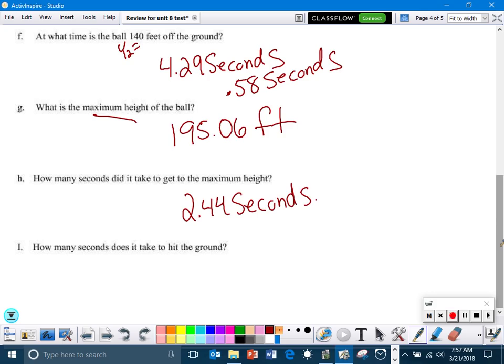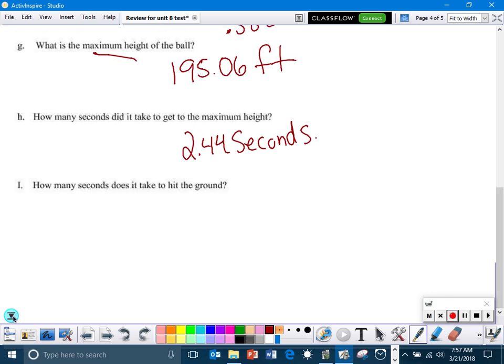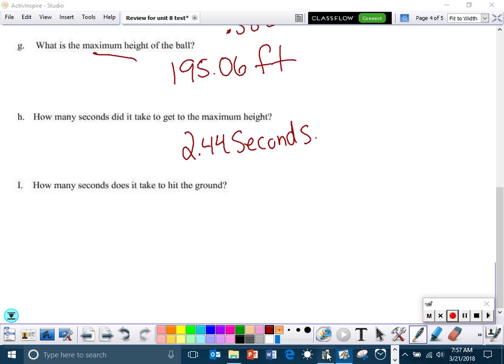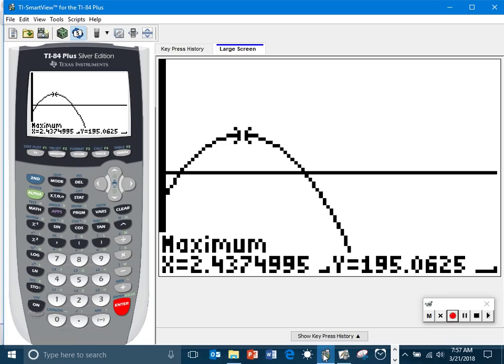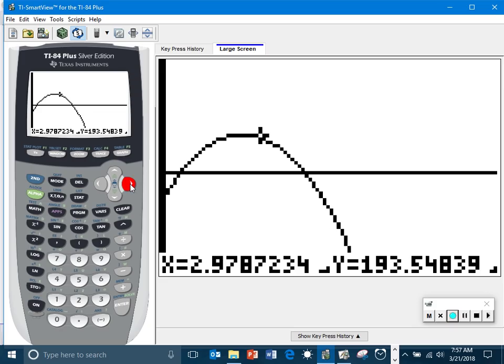How many seconds does it take to hit the ground? Okay, so when it hits the ground, it's going to be at 0. So I'm going to go ahead and move my little arrow here, or my ball.